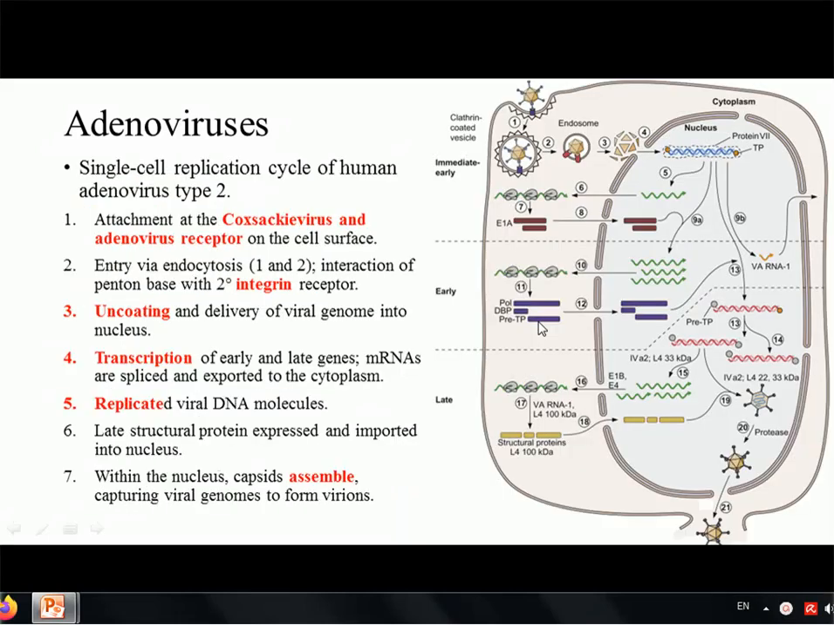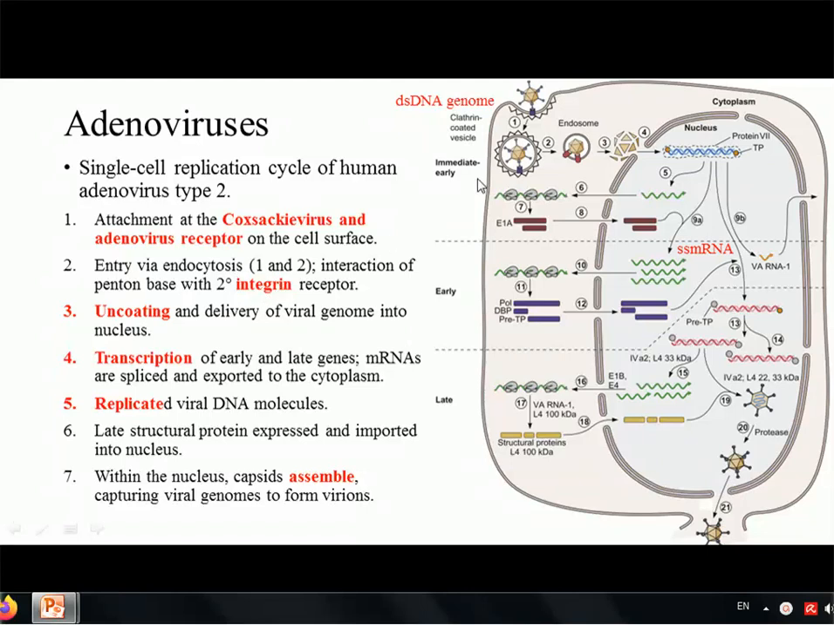Now, let's look at the life cycle of the virus. First of all, this is the adenovirus. The entry of adenovirus into the host cell is via interaction with the CAR receptor on the host cell. The CAR receptor stands for the Coxsackievirus and adenovirus receptor. Once they interact with the host, they enter via endocytosis, along with interaction with the secondary integrin receptor.